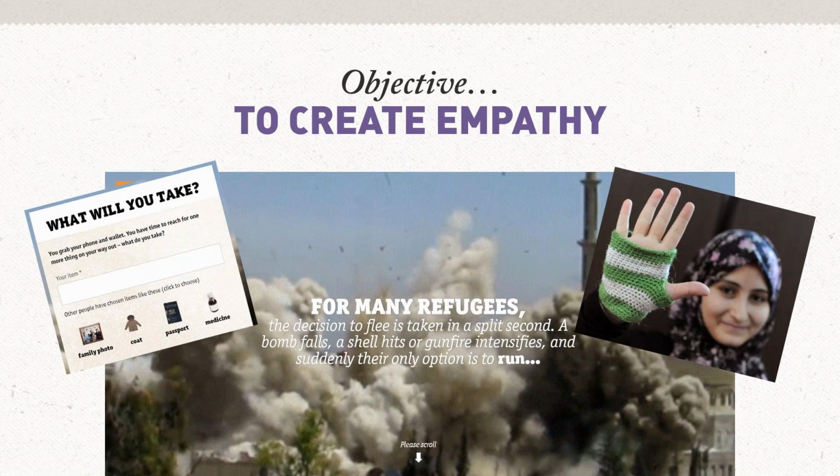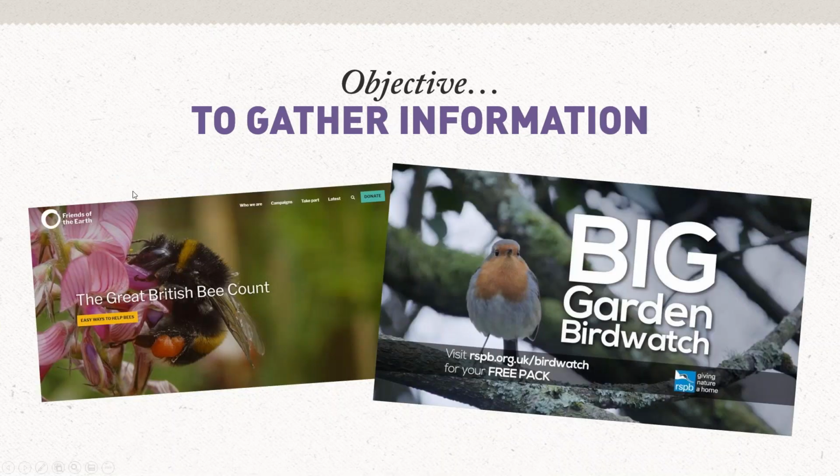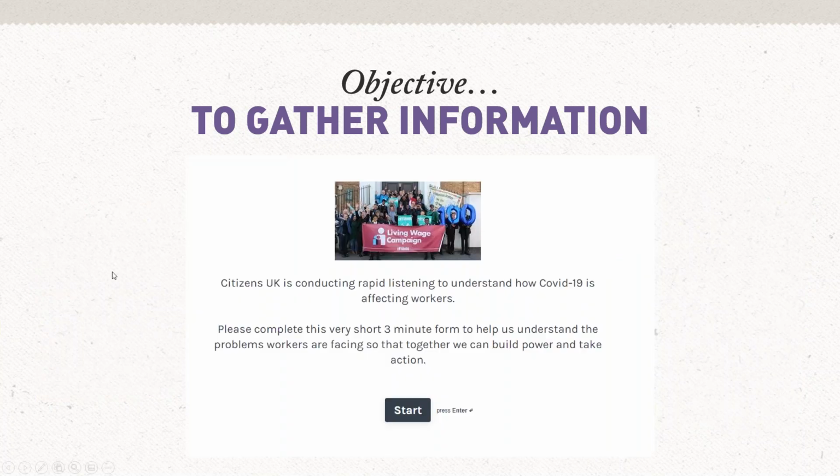Another objective that an engagement action might help you achieve is gathering information. So any of you living in the UK are probably familiar with these guys, the Great British Bee Count and Big Garden Watch, where people keep an eye out for the wildlife in their garden and they report back. And that data is then valuable for the organization. Another recent example of this is Citizens UK, who are trying to work out how the coronavirus is affecting workers so it can better support them.